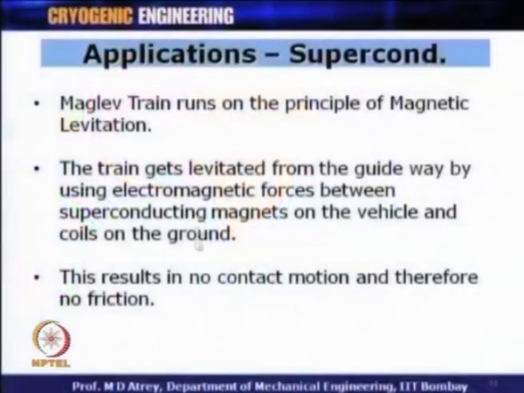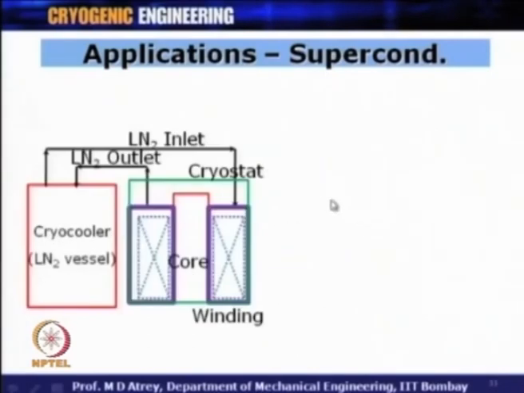This particular thing results in no contact motion and therefore no friction. So, imagine a train running at a speed of 600 km per hour, having no contact with the rails and therefore no friction, therefore no wear and tear, therefore no servicing requirements. It's a great application of cryogenics.